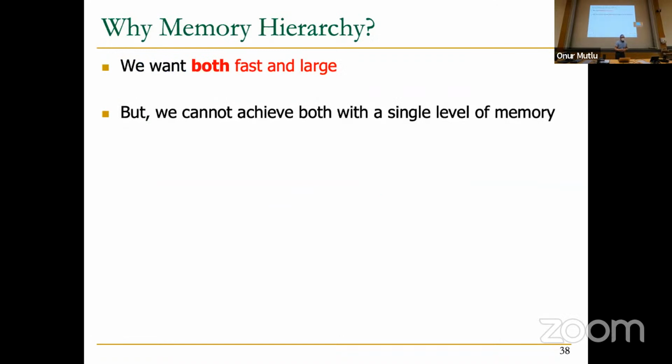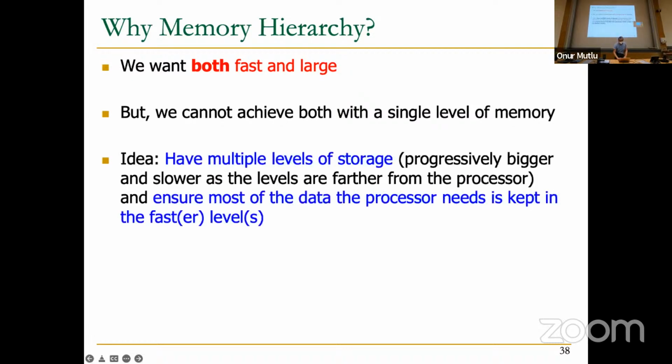Okay, but ideally we want both fast and large, right? So the question is, we're not going to get it with a single memory technology. Can we somehow achieve it with multiple levels of memory? And that's the idea of a memory hierarchy. Basically, we want to have multiple levels of storage, progressively bigger and slower as the levels get farther away from the processor. We're still thinking processor-centric, right? But we want to ensure most of the data that the processor needs is kept in the faster level, or faster levels, depending, and you can have multiple levels. That's the idea of a memory hierarchy. Very simple, if you will.